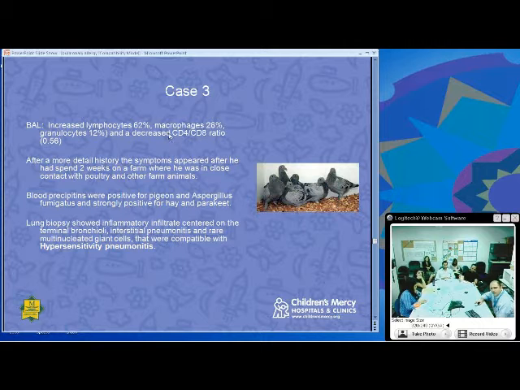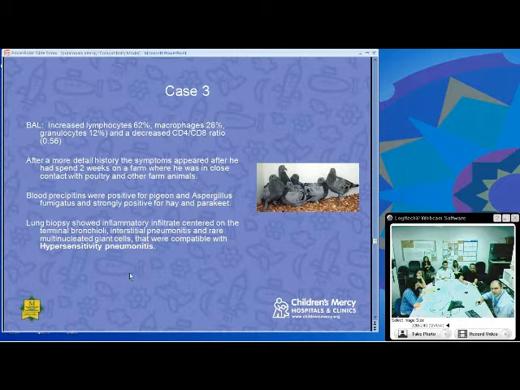So with the decreased ratio and the interstitial findings on the chest X-ray, more history was taken, and the kid started having symptoms after he had spent about 2 weeks on a farm where he was exposed to multiple farm animals, including some birds. So precipitins were done, and they were elevated for pigeon and Aspergillus fumigatus, and strongly positive for hay and parakeets.